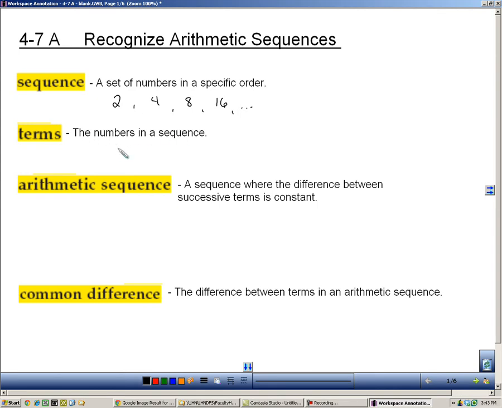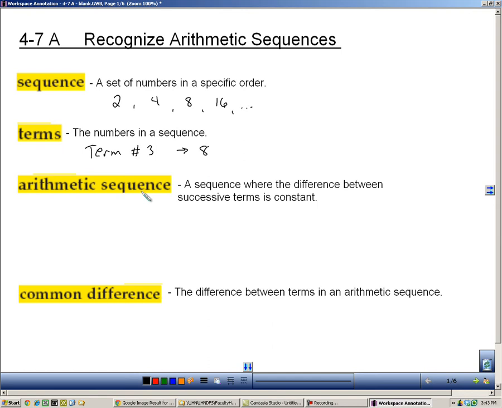Now, a term is each number that's in that sequence. So if we were to say term number 3 is 8. So if you look up here, you say 1, 2, there's the third term. The third term is the number 8. So each one of those terms in the sequence is each individual number. We call those terms.